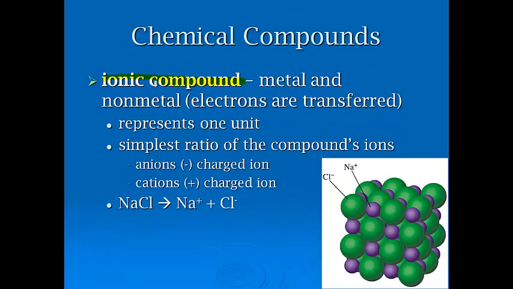All right, in comparison, we've got ionic compounds. Ionic compounds is a metal and a nonmetal, and this is when electrons are going to be transferred. And we're going to talk about this a little bit later, but again, just know the definitions at this standpoint. It's a simplest ratio of the compound's ions, and with ions we've got two other terms. Ions are charged particles, meaning they have an imbalance of a positive or a negative. Anions are negatively charged ions. Cations are positively charged ions.